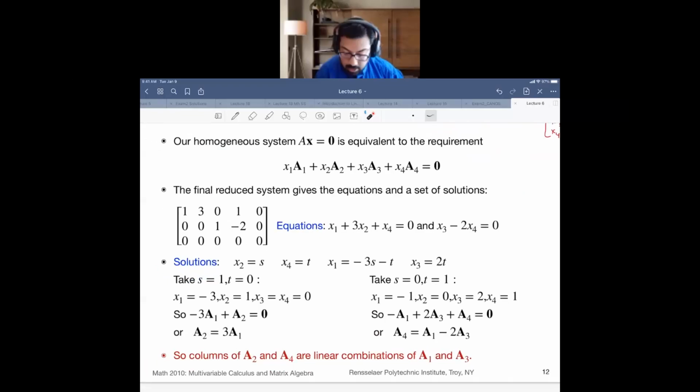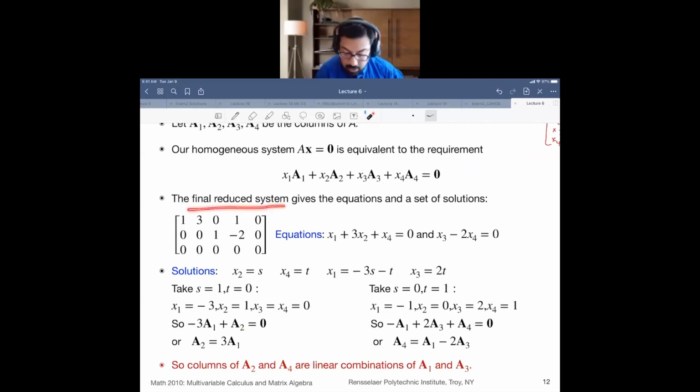So let's try to look at that. The final row reduced echelon form of our augmented matrix of the homogeneous set of equations was this. You had that matrix there. So what equations does it give you? Well, this is 0, so that's fine. And then it will give you x3 minus 2x4 equals 0. And then the first one will give you x1 plus 3x2 plus x4 equals 0. So those are the two equations that come out of that row reduced echelon form.